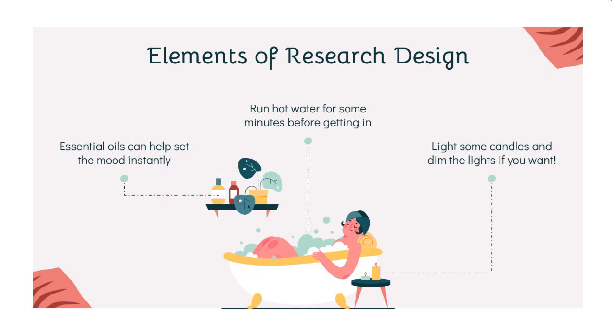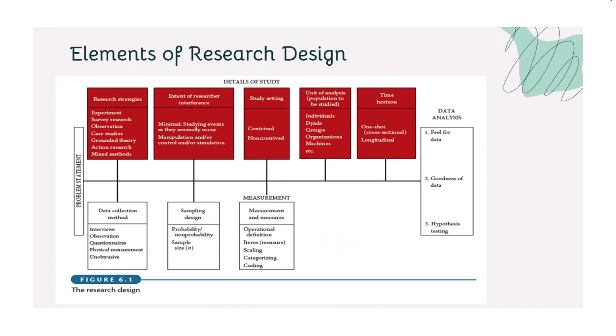Alright, so what are the elements of research design? Like I said, it's a process. Let's say if you want to relax and have a bath, you need to have essential oil. You might want to run hot water and light a candle so that you can have a good bath and relax yourself from a heavy day. Same thing. Research design is a blueprint. So you do need to plan how you're going to get the data that you want. We will be looking into these elements accordingly.